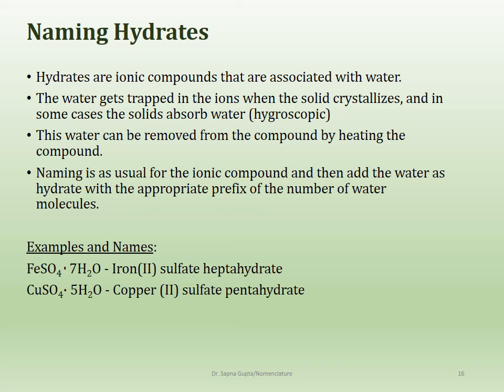The last kind of nomenclature is naming hydrates. And hydrates are ionic compounds that are associated with water. Remember, this is associated. We're not talking about dissolved. Okay, associated meaning the water molecules are kind of trapped with the ionic compounds. So that's what happens with hydrates. You're going to encounter some of these hydrates in the lab also.